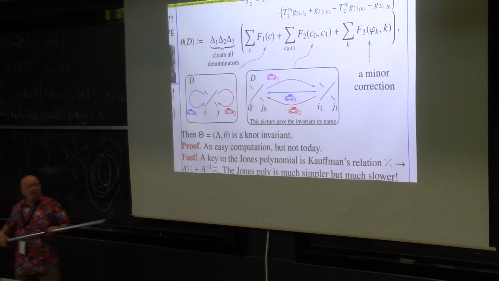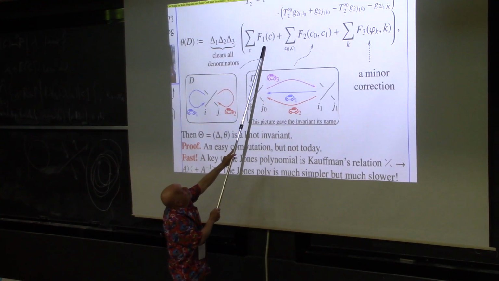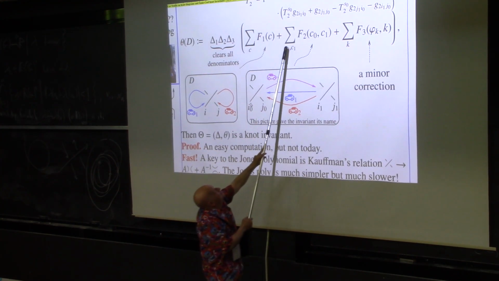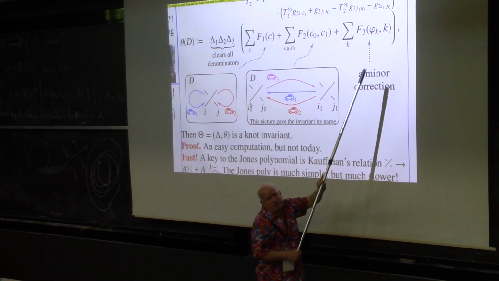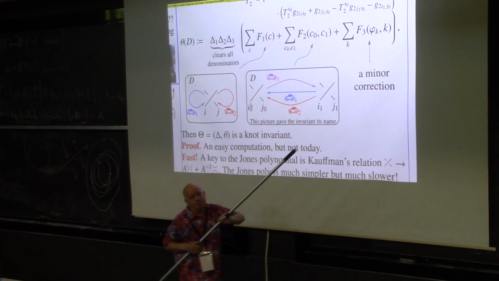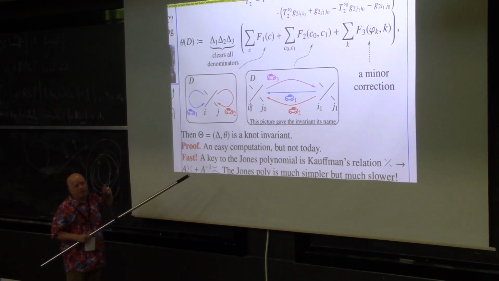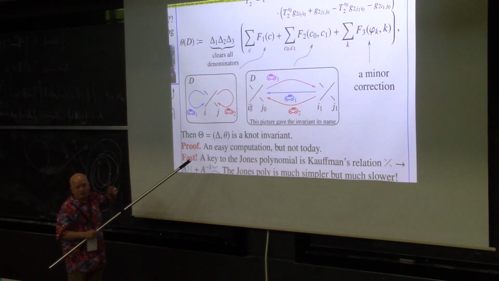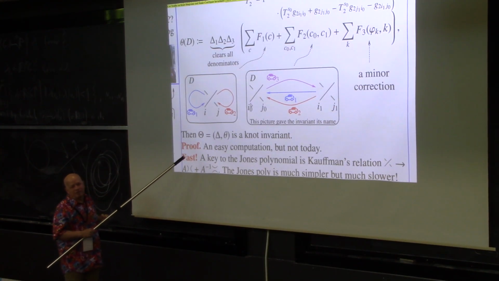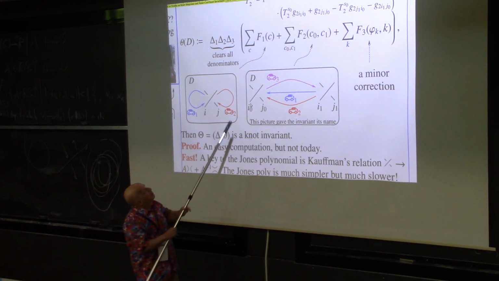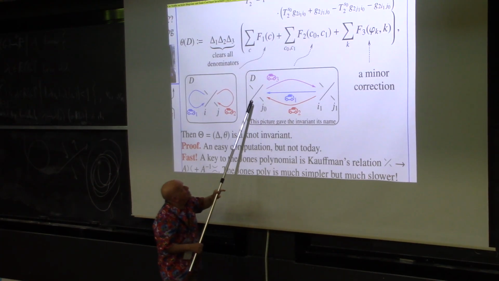So, the claim is that if you define theta of d to be the sum of f1 over single crossings, plus the sum over pairs of crossings of f2, plus a minor correction, which again is minor, and I'm skipping it because of interest of time, the claim is that this is a knot invariant. And in fact, delta remains a knot invariant, so the pair delta comma theta, which I will call uppercase Theta, is a knot invariant.